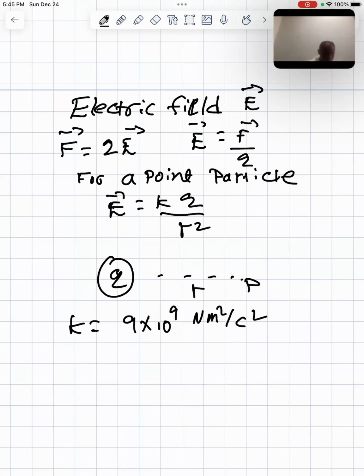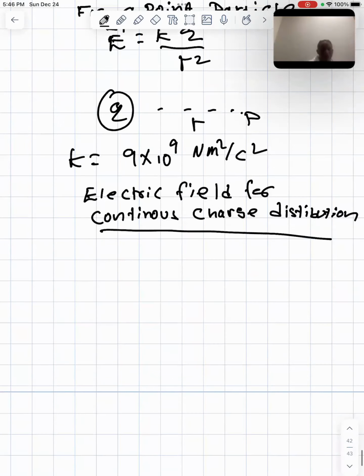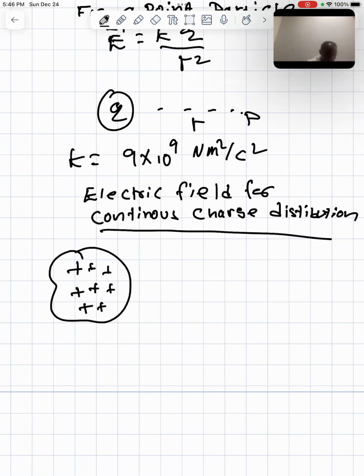So now today's lecture is going to be electric field for continuous charge distribution. This is going to be the electric field for a continuous charge distribution. So for example, if I have a charge like that, it can be charged positively, okay? So I want to find electric field at point P.